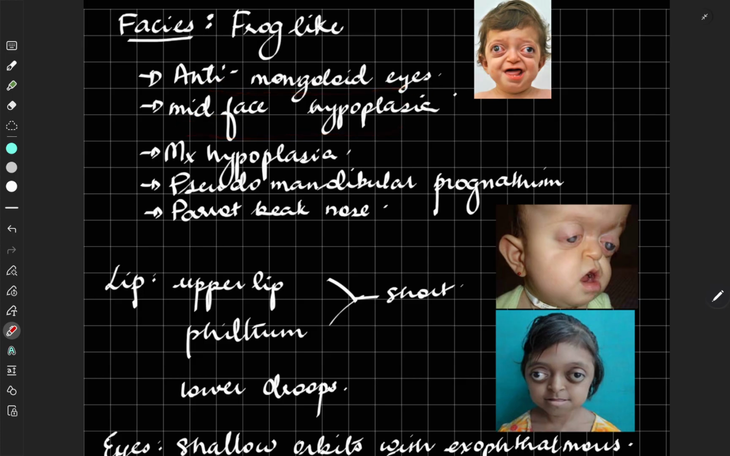There's mid-face hypoplasia. There will be very less growth of the mid-face. Can you see it? Can you appreciate it? The maxilla and the nose. Now since there is mid-face hypoplasia, there will be pseudo-mandibular prognathism. So the maxilla is quite smaller than the mandible. Therefore, there is an appearance that the mandible is bigger, but it's the maxilla that is smaller in this case. So it will be pseudo-mandibular prognathism. And then there will be parrot beak appearance of the nose.